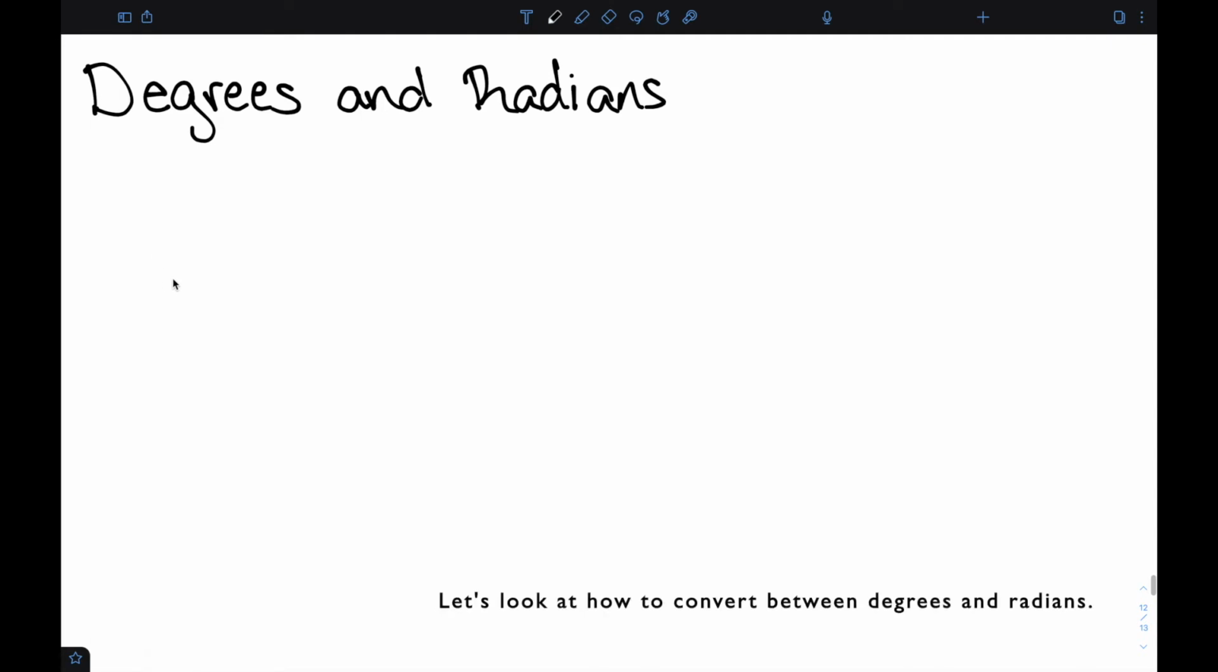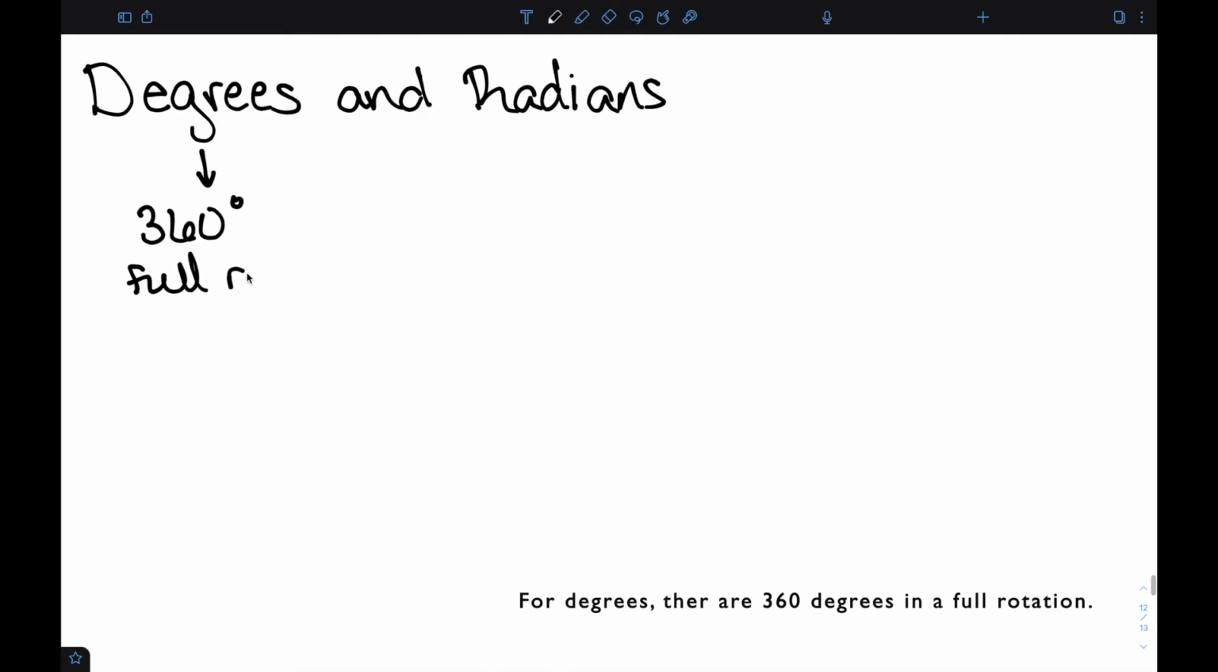Let's look at how to convert between degrees and radians. For degrees, there's 360 degrees in a full rotation. But how many radians are there?